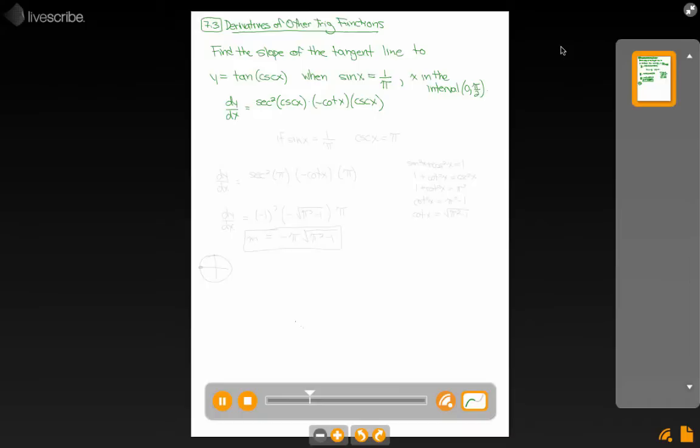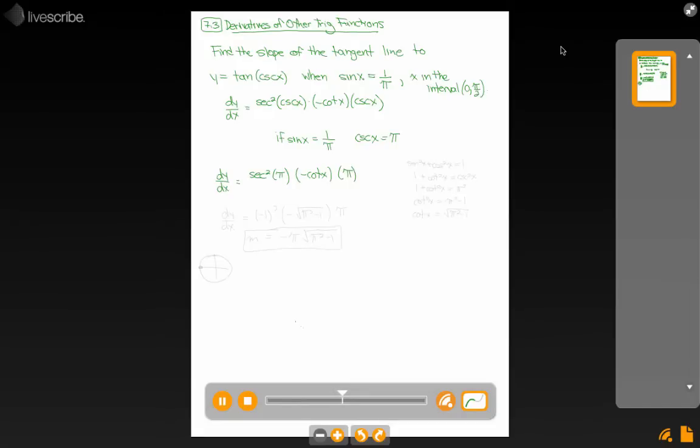Now, I'm told that sine x is 1 over pi, that means cosecant x is just pi. That makes my life a little bit easier, because it's the reciprocal, and I've got some cosecant x's there. So my dy by dx is going to be secant squared of pi times negative cotangent x times pi. That helped me quite a bit, the fact that they gave me what sine x equals.